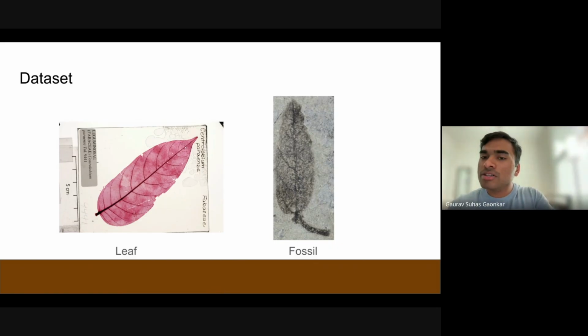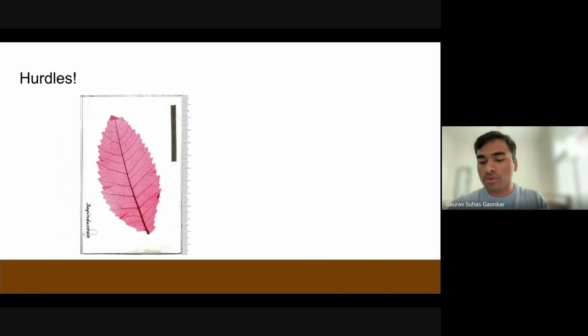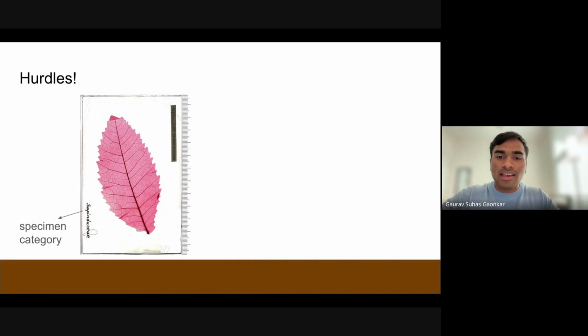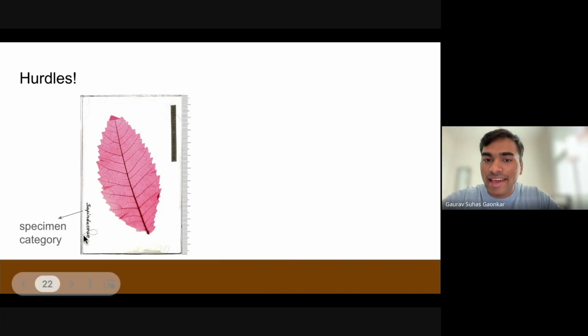So let's look into the hurdles that appear. I'll walk you briefly through the hurdles that we saw in this project. As you can see in this leaf sample, since these specimens are pretty rare, they are preserved in the laboratory, and the way they are preserved is that they add the category name on the specimen as well. So the samples that we received had the category name present. Now, if you pass this data set directly to a machine learning model, since this is also a pattern, it can just look at it and answer what particular class it is.